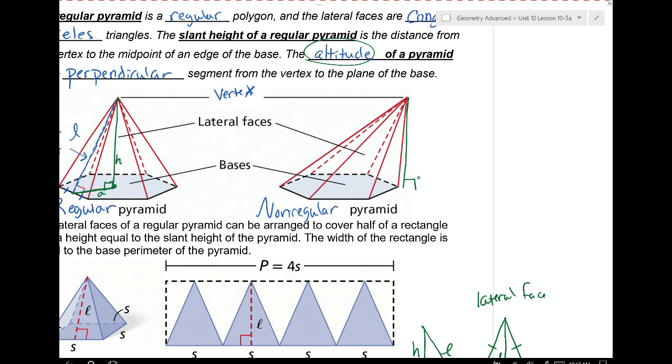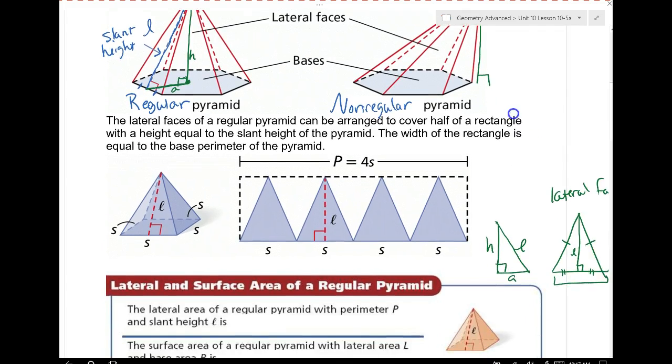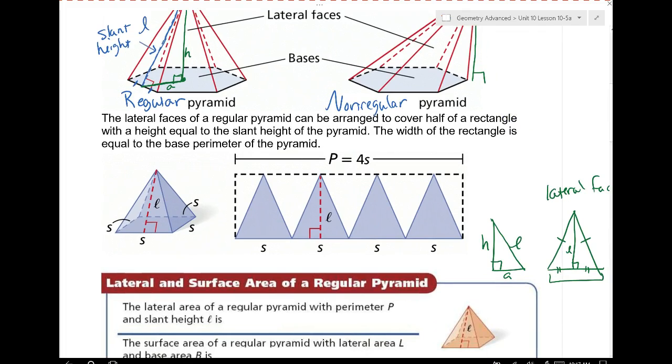All right, what is all that junk in the middle of the page? Well, it's talking about how to calculate the lateral area of a pyramid. Now, look at the words in red. It says lateral area and surface area of what type of pyramids? Regular pyramids. We are not going to worry about finding the surface area and lateral area at all on non-regular pyramids.